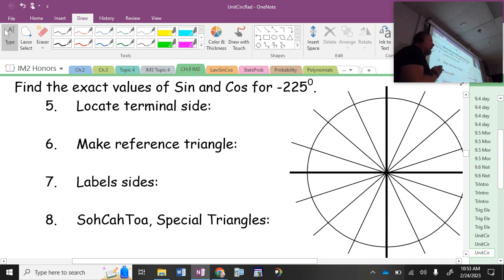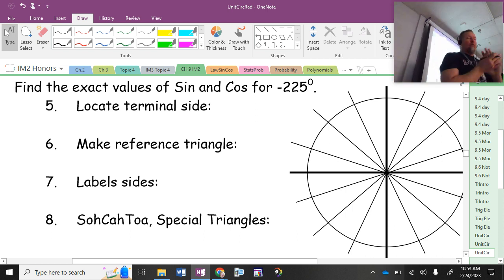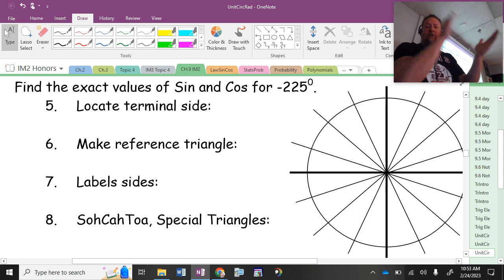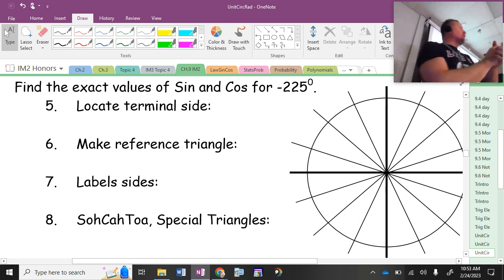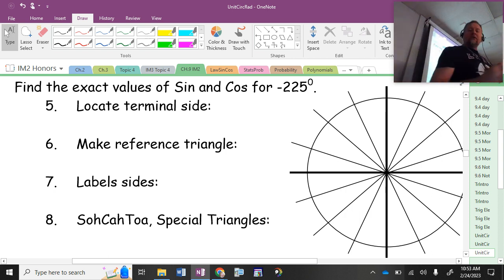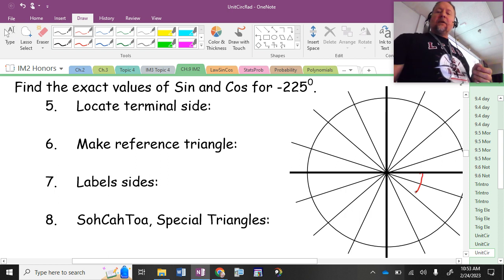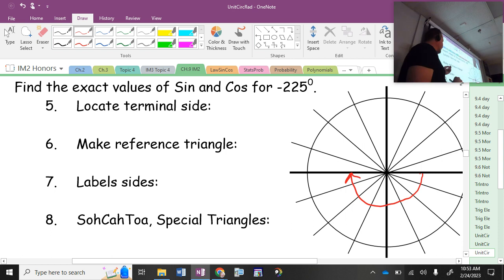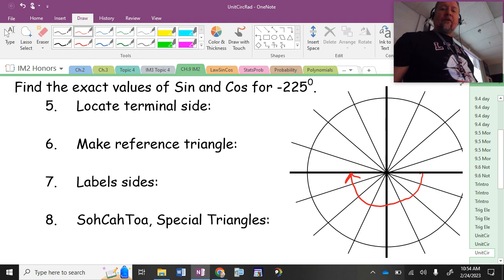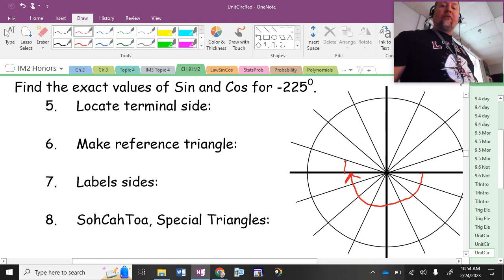All right, where does negative 225 land? What quadrant? 3, 2, 1, go. It's actually 2 because we went negatively, which means we go in this direction. How far did I go right now? 3, 2, 1, go. Negative 180, right? And then how much further do I have to go? Negative what?